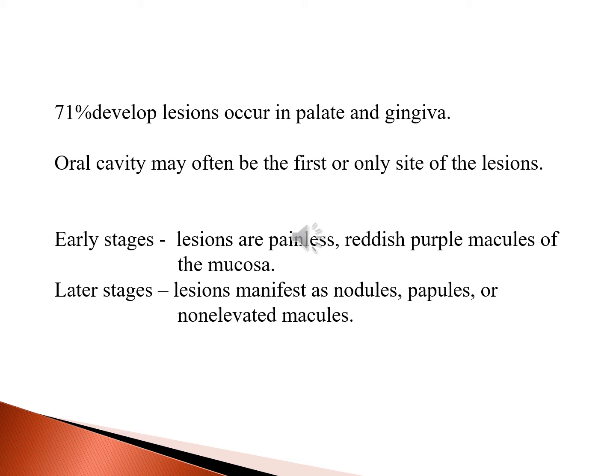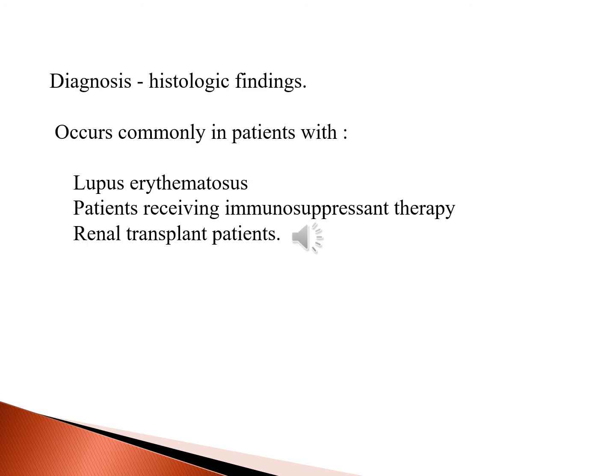In earlier stages, the lesions are painless, reddish and purple macules on the mucosa. In the later stages, these lesions can become nodular. The diagnosis is based on clinical and histological findings. And this Kaposi sarcoma commonly occurs in patients with lupus erythematosus, patients receiving immunosuppressive therapy, and in renal transplant patients.